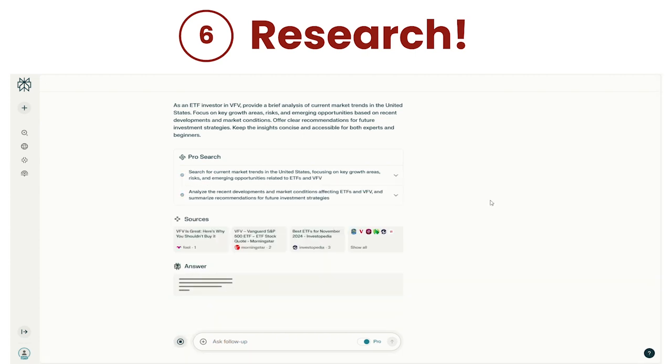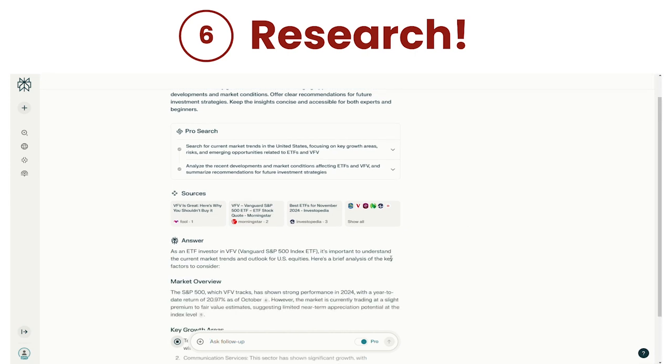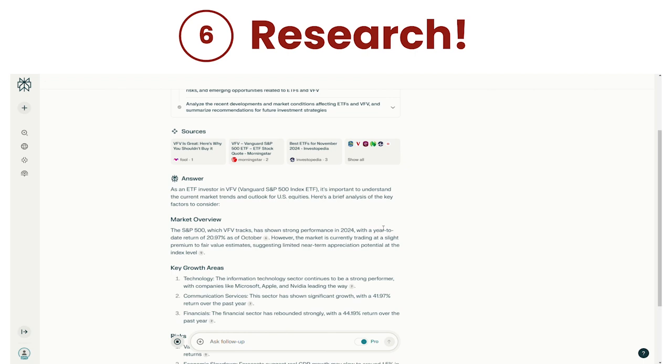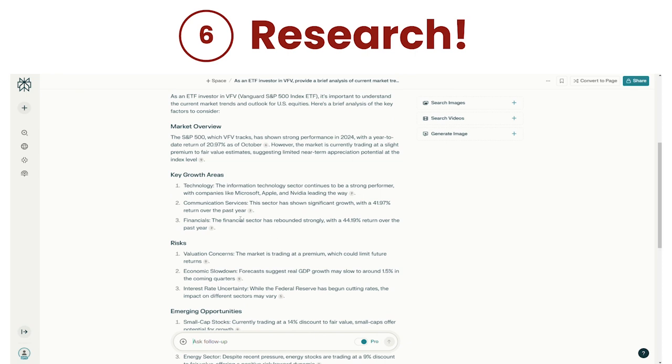Now, what it'll do is it will actually search through the internet and identify based on articles, news, any kind of information that's available and synthesize this for you. So it says that, hey, as an investor in VFV, it's important for you to understand the current market trends and outlook for US equities. Here's a brief analysis of the key factors to consider.